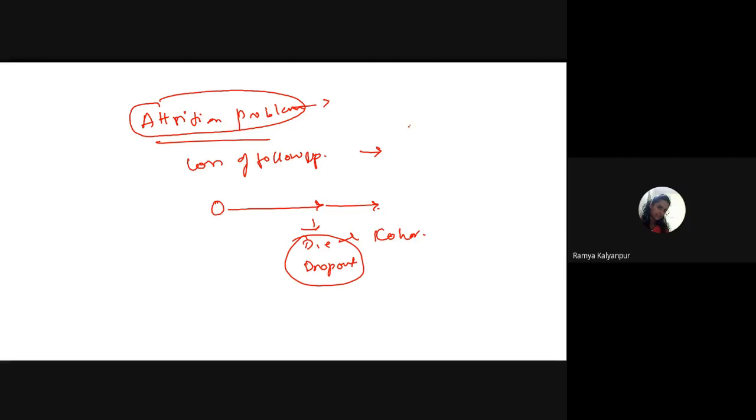What is the maximum permitted attrition in cohort studies? It is always recommended that the loss of our study subjects should not be more than 5%. So it should always be less than 5%. Out of 100 study subjects, it is permitted that 5 people can drop out of my study. That means 95 people should be retained in this study.